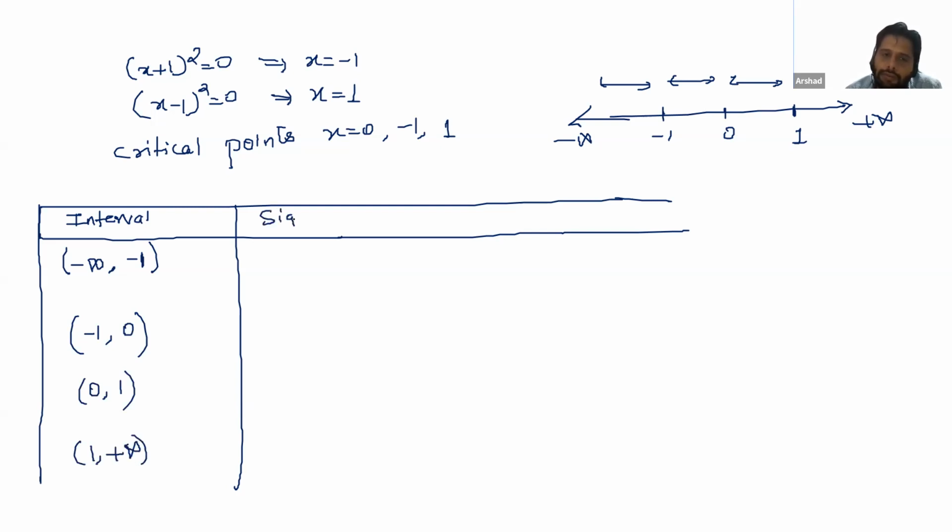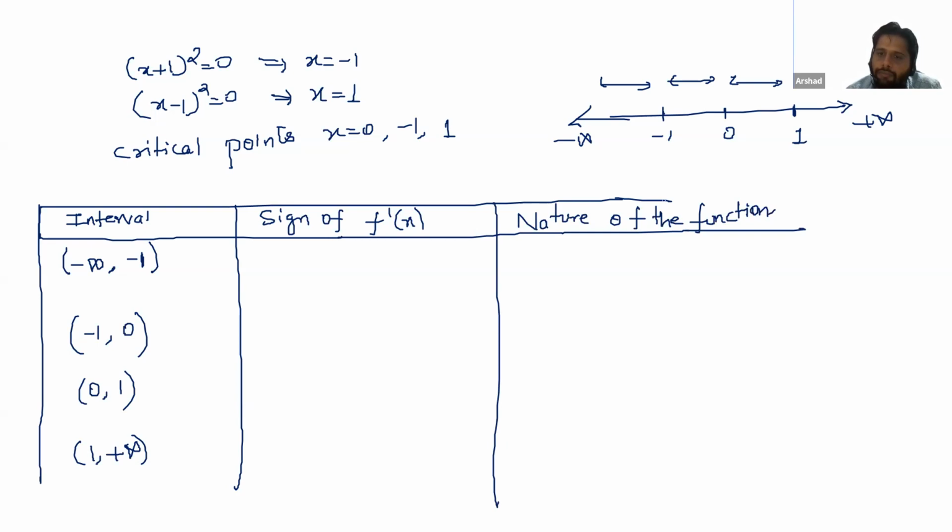Next is the sign of the function, the sign of the derivative of f(x). We need to check the sign. Then we have third, the nature of the function. Okay. Now minus infinity to minus 1. Noma, give me a point between minus infinity and minus 1. Minus 2. Minus 2. Okay.